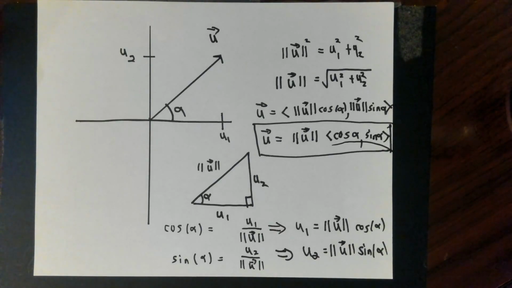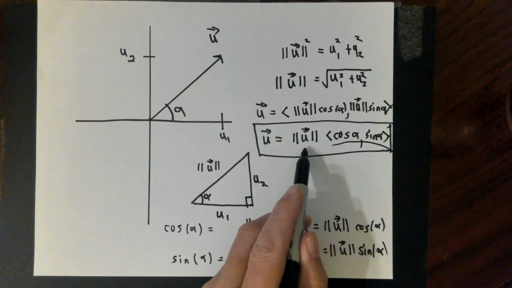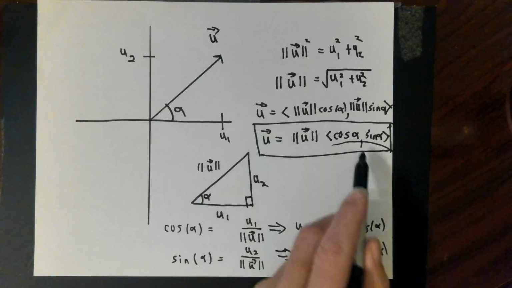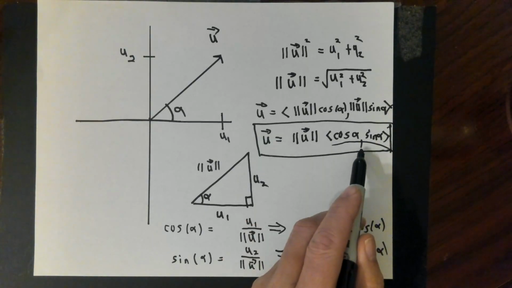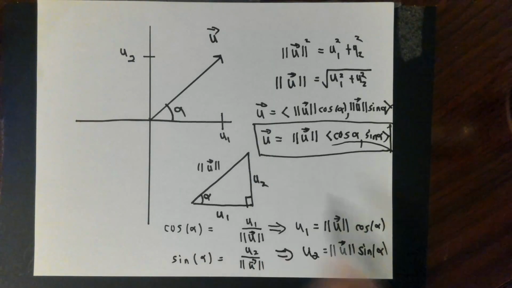So this says that u is this number, which tells me the length of u, but has nothing to do with the direction, times this vector that tells me the direction, but since its length is always 1, tells me nothing about the length of the vector u. This is sometimes called the polar form.